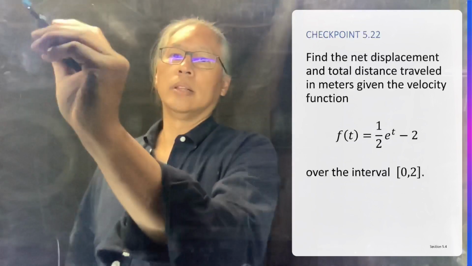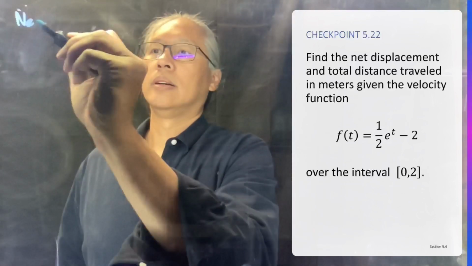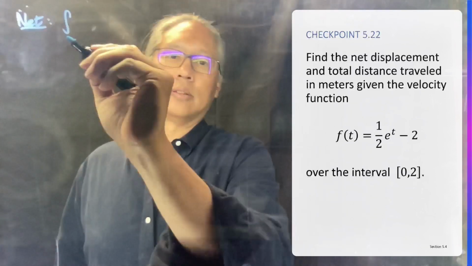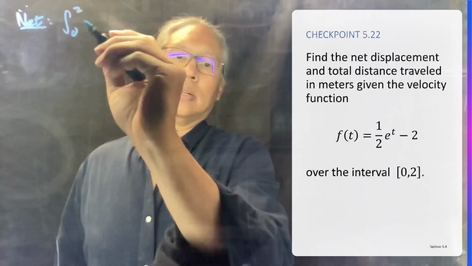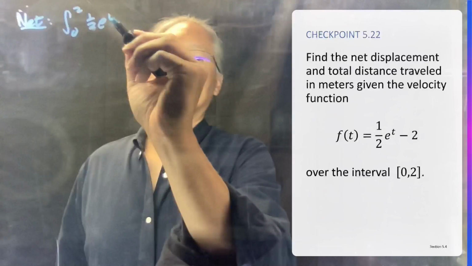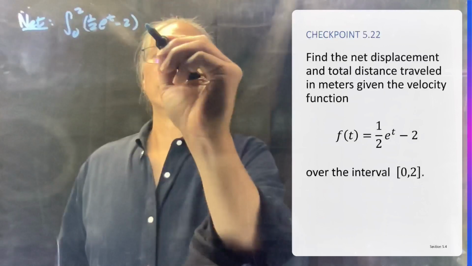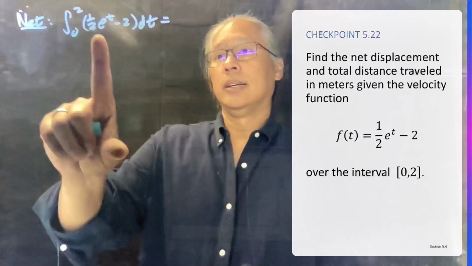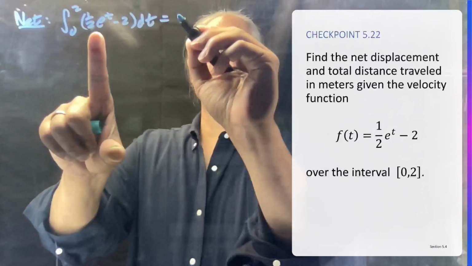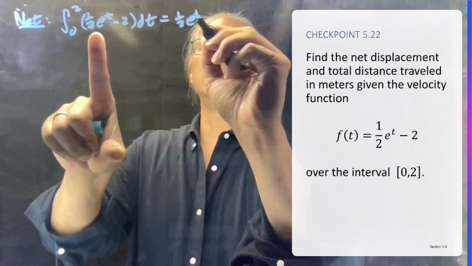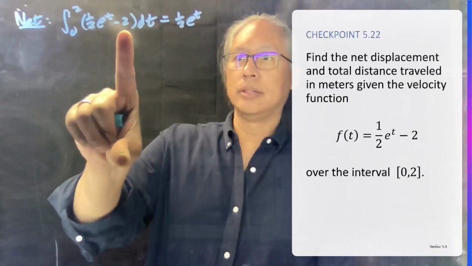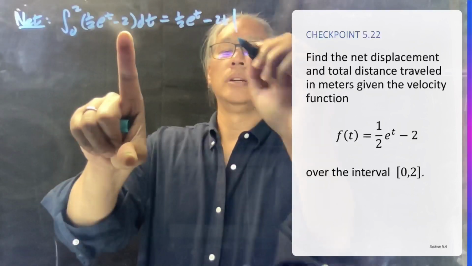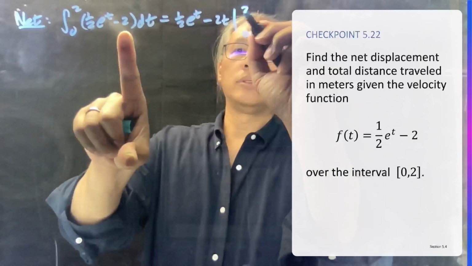So let's label this as net. And this is going to be the net displacement. This is the integral from 0 to 2 of 1/2 e to the t minus 2 dt. And let's go ahead and integrate that. This is going to be 1/2 e to the t. The antiderivative of e to the t is e to the t. And the antiderivative of 2 is going to be 2t. And we'll evaluate this from 0 to 2.